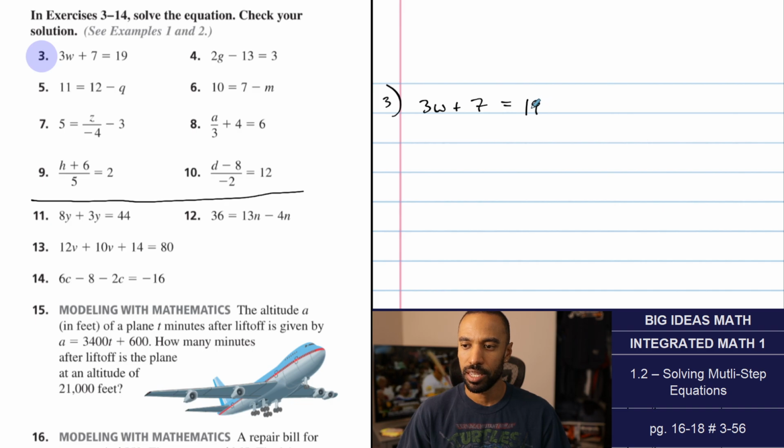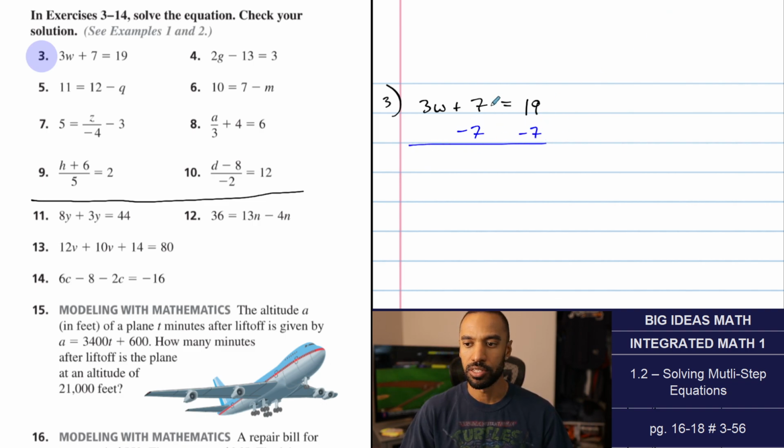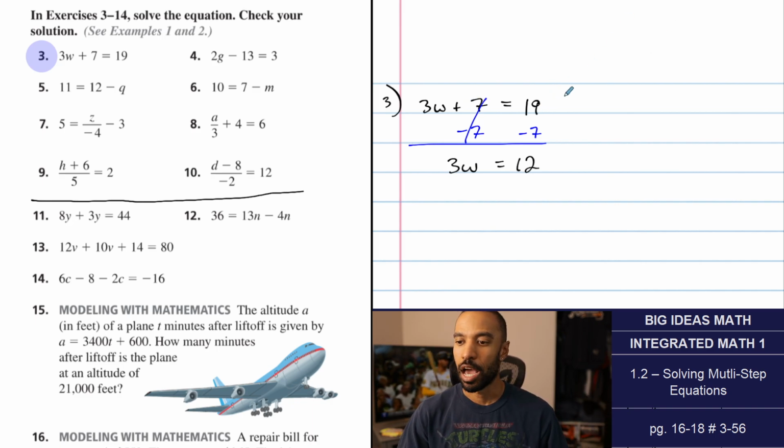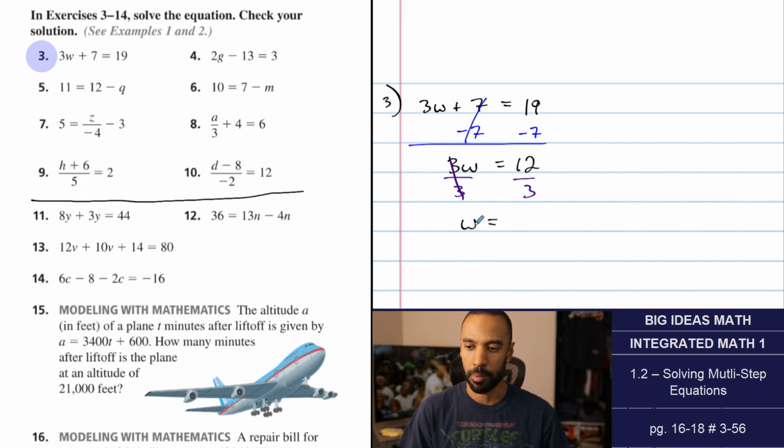3w plus 7 equals 19. W is multiplying by 3, and then 7's adding to it. We get 19. Let's first take 7 away from both of those sides to then determine what 3 times w is supposed to be. See, 3 times w is supposed to be 12, because 12 plus 7 would have given you 19, right? Now we can divide both sides by 3, because 3 is multiplying with w. 3 over 3 is 1, and 12 divided by 3 is 4, so w equals 4.